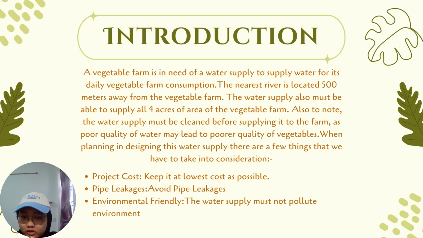When planning and designing this water supply, there are a few things that we have to take into consideration. One, project cost. We must keep it as low as possible. Two, pipe leakage. We have to avoid any pipe leakage. And third, environmentally friendly. The water supply must not pollute the environment.